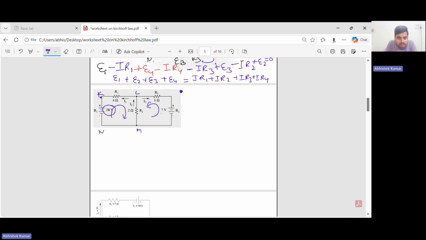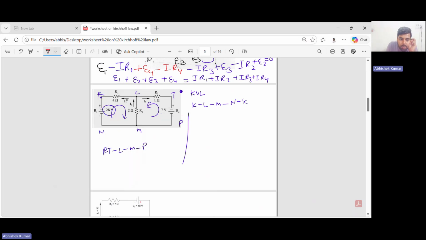So you are moving first, applying KVL. If you apply KVL, what will come? K to L, L to M to N, and N to K. This is your movement. Now, for the other loop P, T, L, M, it's up to you how you want to take it. You take P to T, T to L, L to M, M to P. Correct? Now observe here.